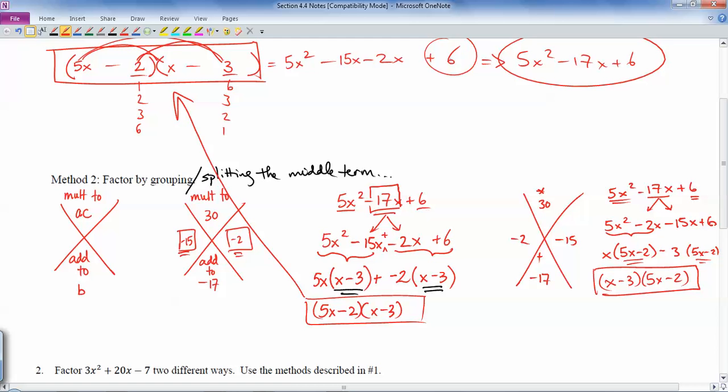So I get the same answer, it's just that they're in switched order now. But that's okay, because I'm multiplying, and it doesn't matter what order you multiply in. A times b is the same as b times a.